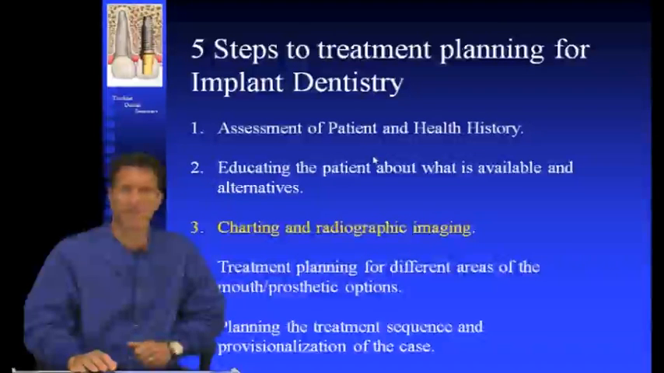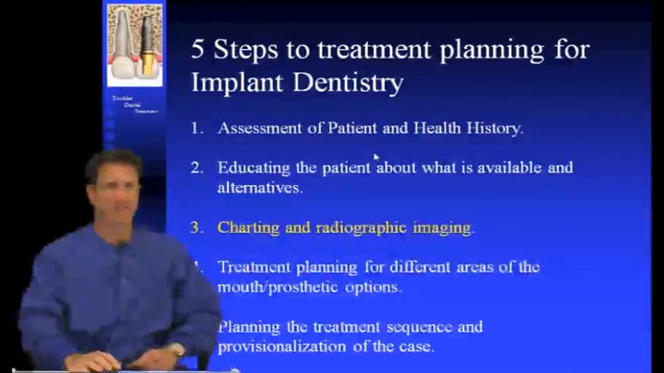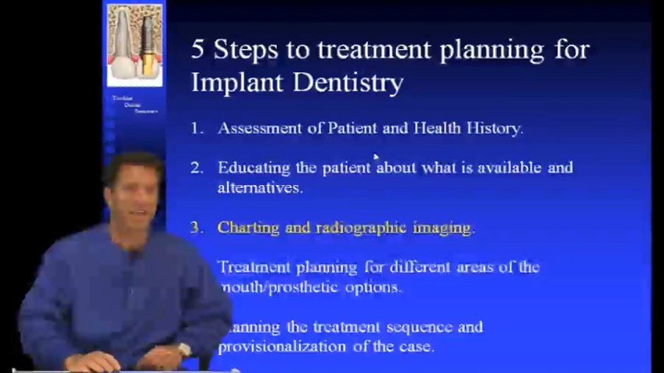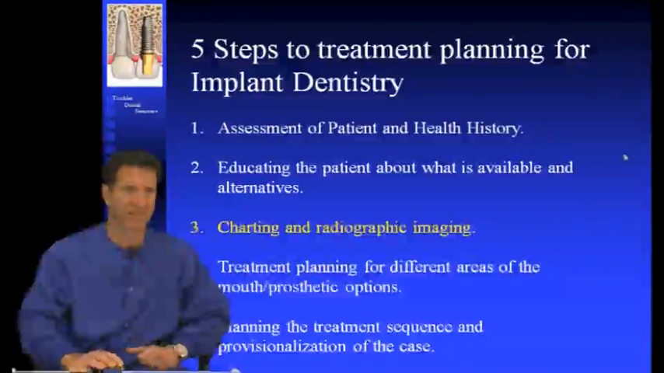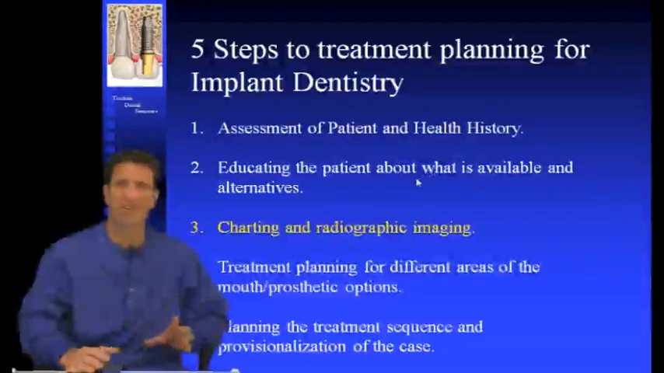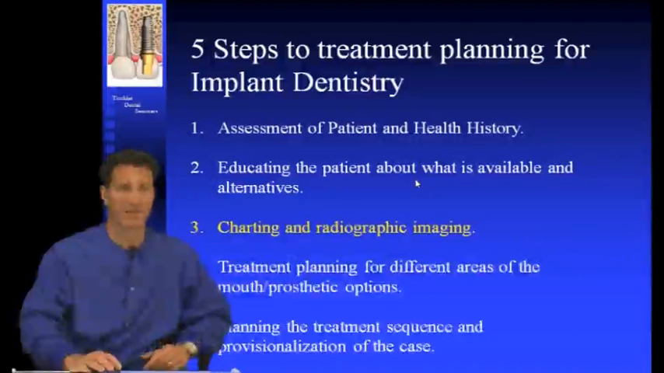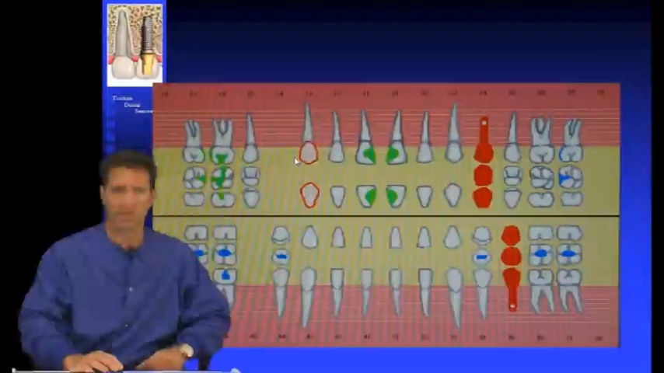The next thing I'll talk about now is charting the mouth and radiographs. So the next step is to chart the mouth and look at the radiographic imaging. Obviously, charting the mouth is quite important. You want to document the restorations the patient has, perio. You want to basically draw a very good record of what the patient has in their mouth. This is from the Dentrix program. We chart on the computer in our office.